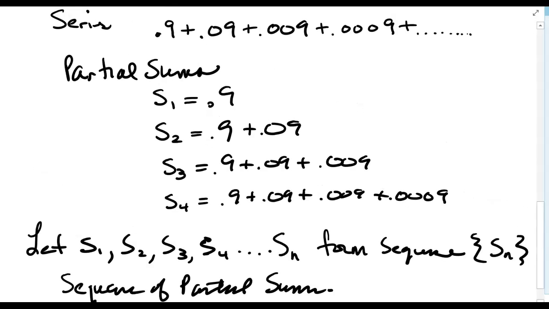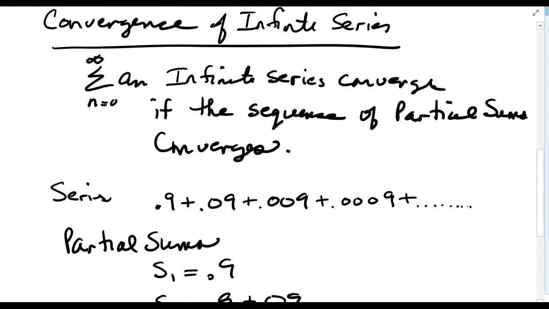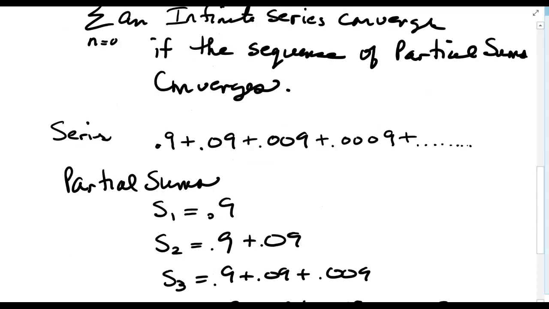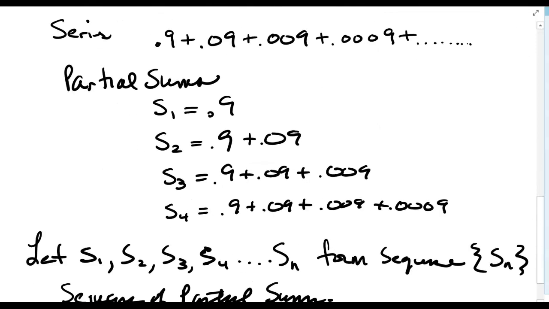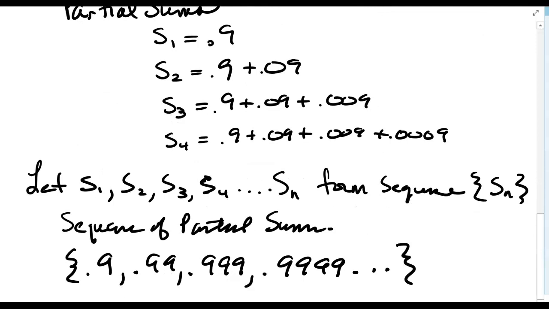So the idea is that if the sequence of partial sums converges, then the series of adding them up converges. Because the partial sum, as n gets bigger and bigger and bigger, becomes the actual series, this sequence of partial sums.